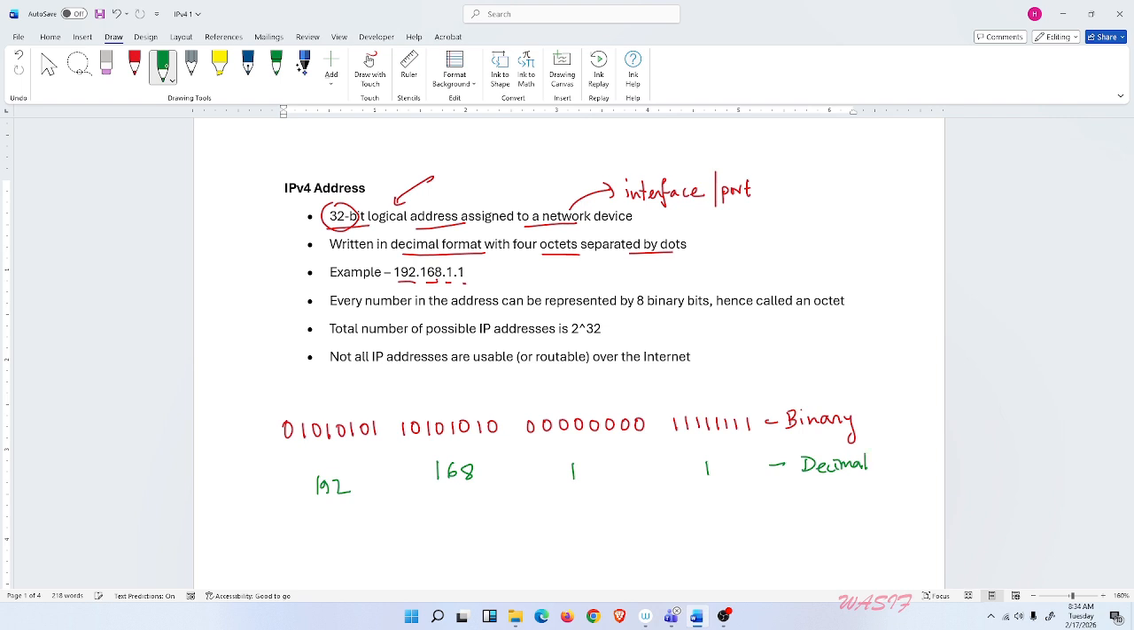Now, if you see something like 1, 2, 3, 4, 5, 6, 7, 8, 9, 10, whatever is the number, that means that's the decimal format. And if you see zeros and ones, that means it's binary. Don't get confused: you can look at the pattern and see it's like 192.168, not something like 0101 binary. So you cannot have a combination of binary and decimal.